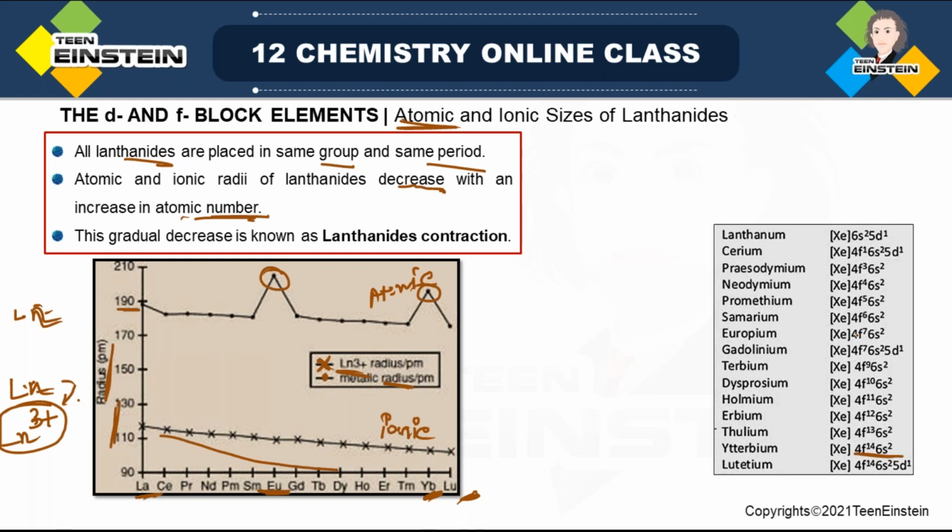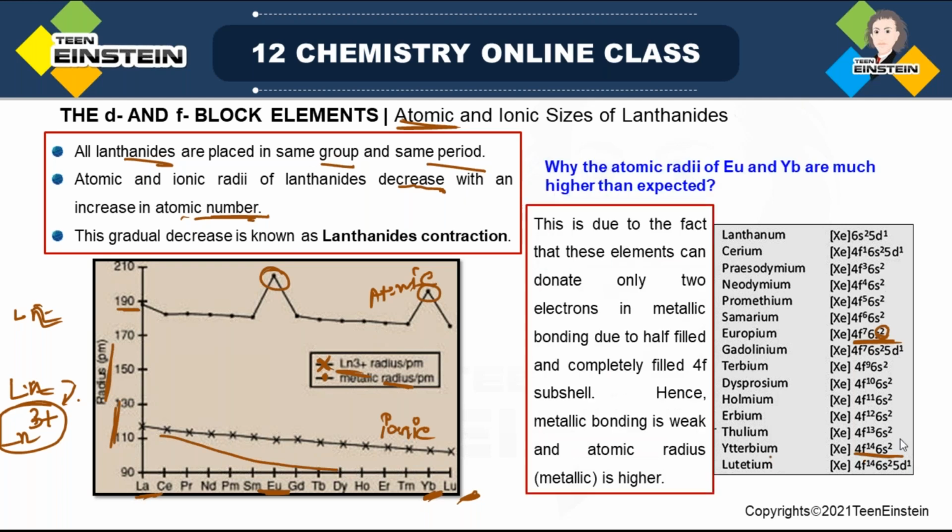4f14 6s2, europium 4f7 6s2. That means if you remove these 2 electrons, it will achieve the stable half-filled configuration 4f7. And from ytterbium, if you remove 2 electrons, it will achieve the stable 4f14 configuration, right? Now the question is why the atomic radii of these two elements, Eu and Yb, are much higher than expected, because suddenly there is an increase at these 2 points.